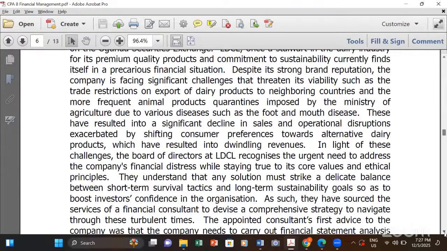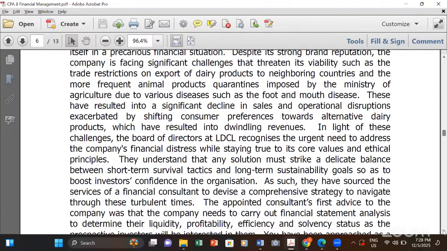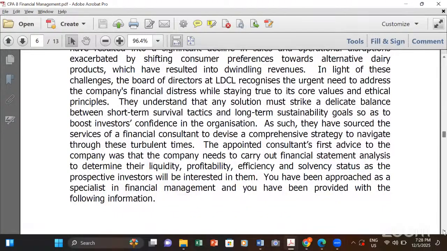In light of these challenges, the board of directors at the company recognizes the urgent need to address the company's financial distress while staying true to its core values and ethical principles. They understand that any solution must strike a delicate balance between short-term survival tactics and long-term sustainability goals so as to boost investors' confidence in the organization. As such, they have sourced the services of a financial consultant.